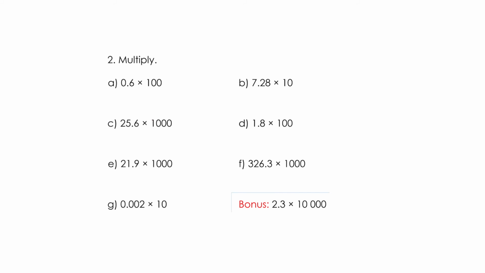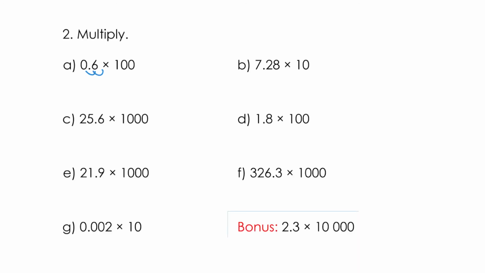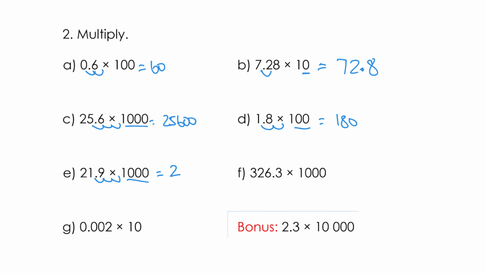And now we multiply by 100. There's 2 zeros, so 2 jumps. 1, 2. This would be 60. 1 zero here, 1 jump. 72.8. 3 zeros here. 1, 2, 3. 25,600. 2 zeros. 1, 2. This is 180. 3 zeros. 1, 2, 3. And then 2 zeros at the end.